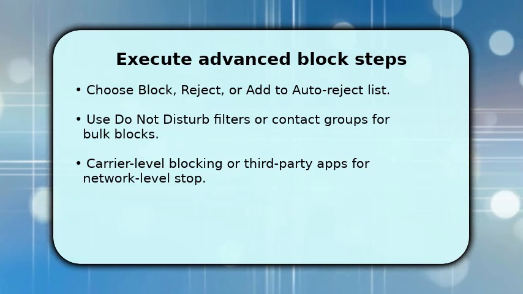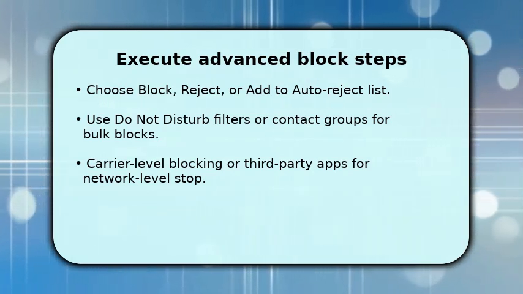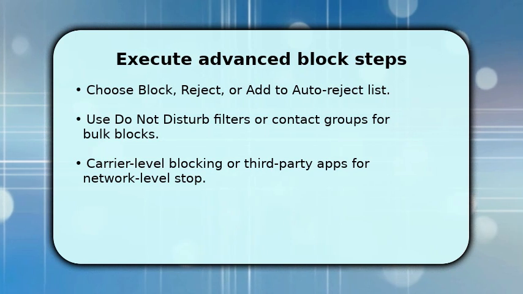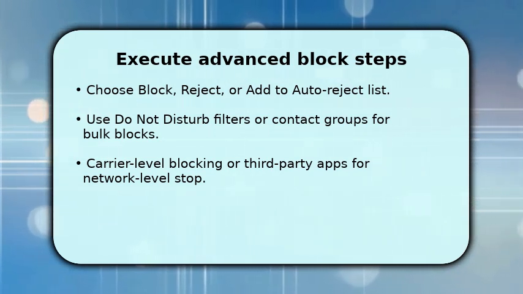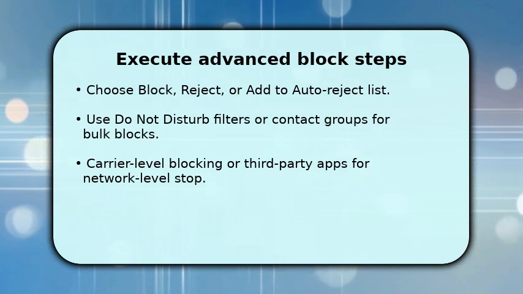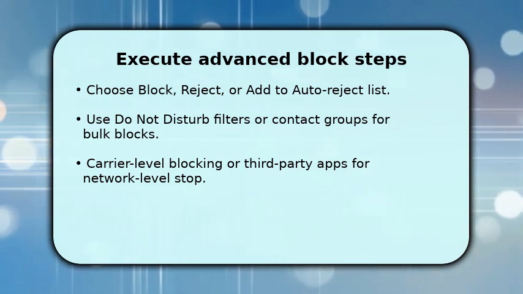Once done with the contact screen, choose block or reject. On some phones, that's nested under more or settings. If you need bulk blocking, create a contact group and apply do not disturb filters to that group, which prevents ringing while allowing other calls.